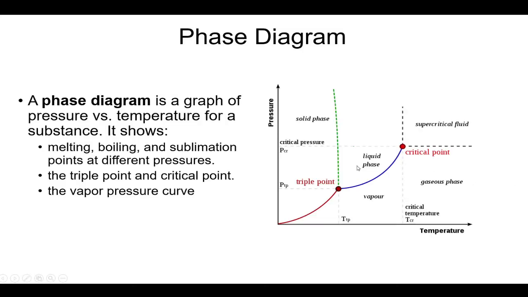Okay, in this lecture, we're going to talk about phase diagrams, putting together everything we've learned in the past few lectures on vapor pressure, supercritical fluids, and intermolecular forces. So, phase diagram. Basic definition is it's really just a graph of pressure versus temperature.